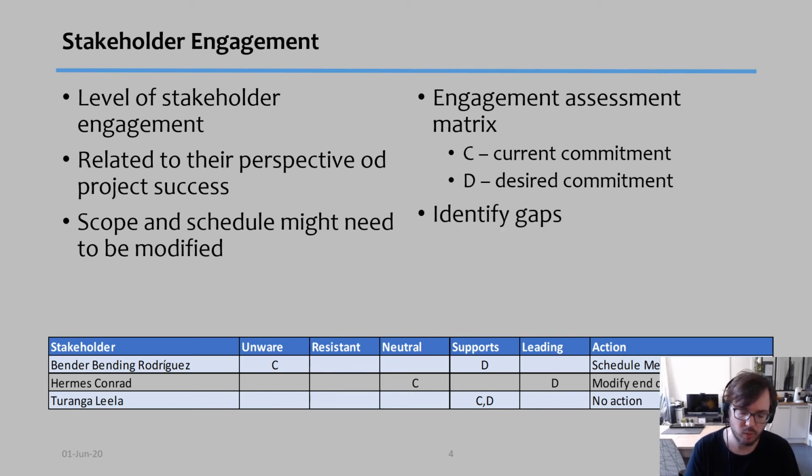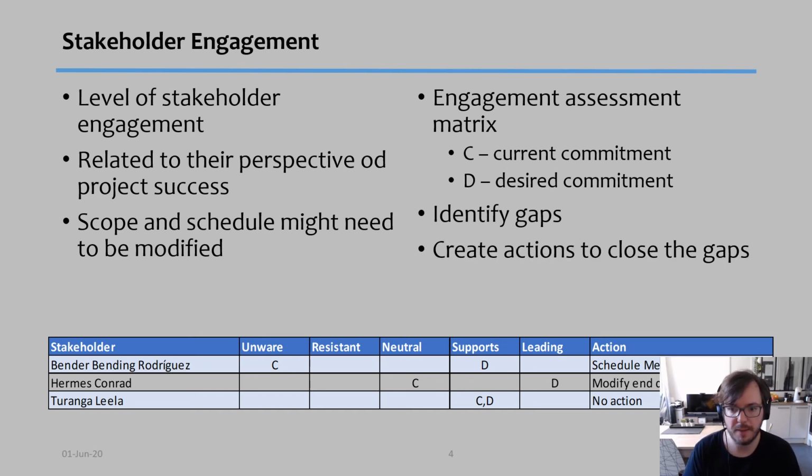Then what we do after we place the C's and the D's, for example, I realize that right now Bender is unaware of my project, but I want him actually to support my project. Hermes, on the other hand, is neutral, but I want him to be leading the project. And Leela right now is supporting the project, and I want her to be supporting. All right. So once you identify the gaps, you create the action that you can do to close that gap.